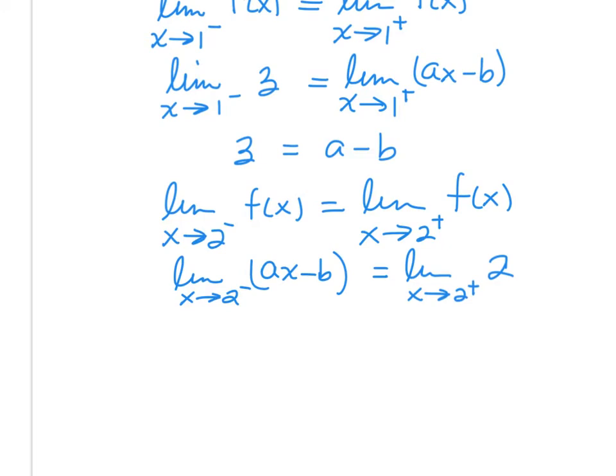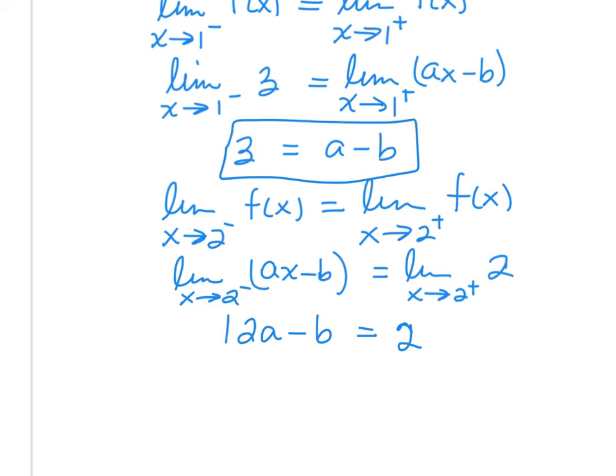Well, to get the left limit, substitute 2 in for x. We get 2a minus b. Of course, the limit on the right is negative 2. So we have two equations in terms of a and b that have to be satisfied in order for this function to be continuous both at 1 and 2. Well, this is a system of equations.